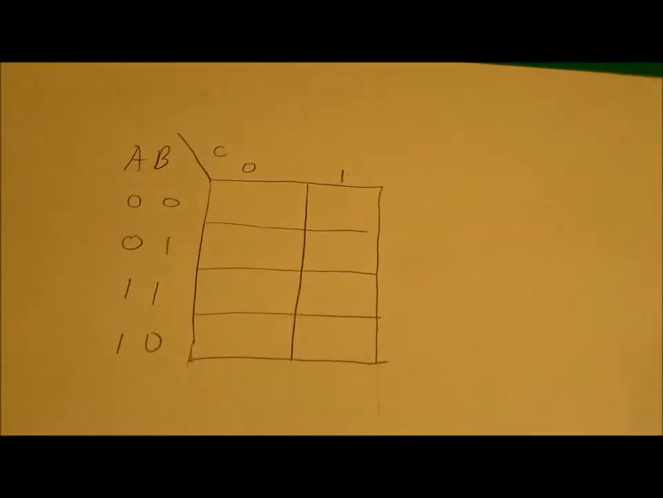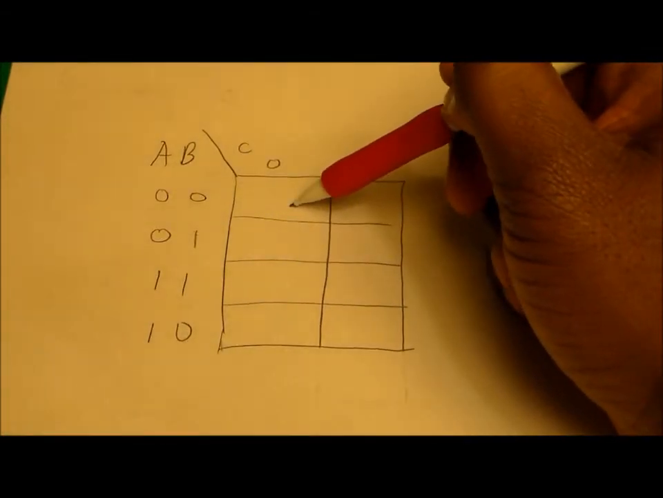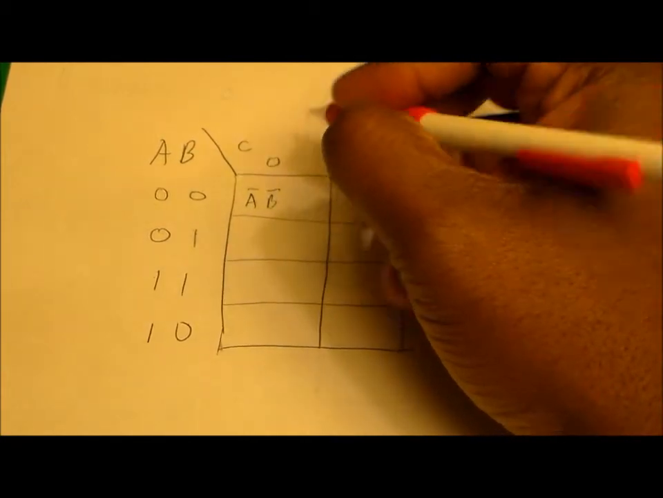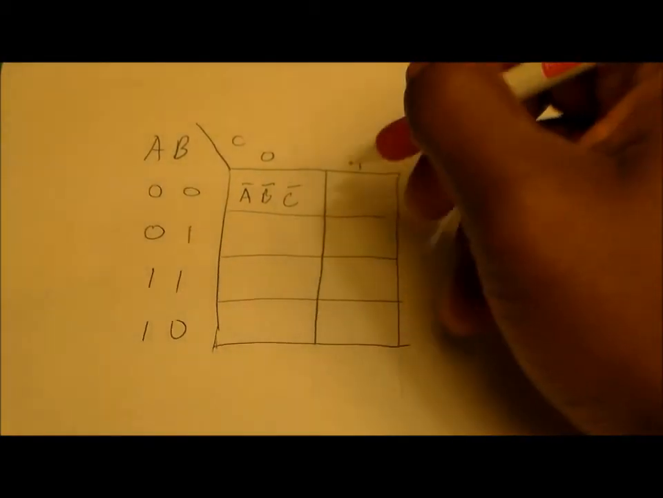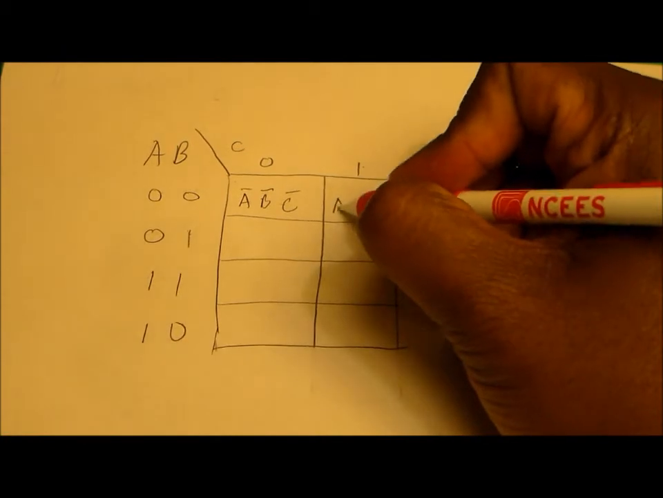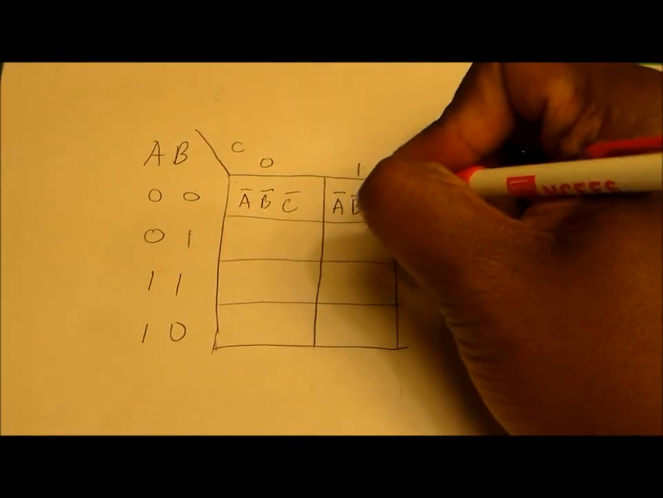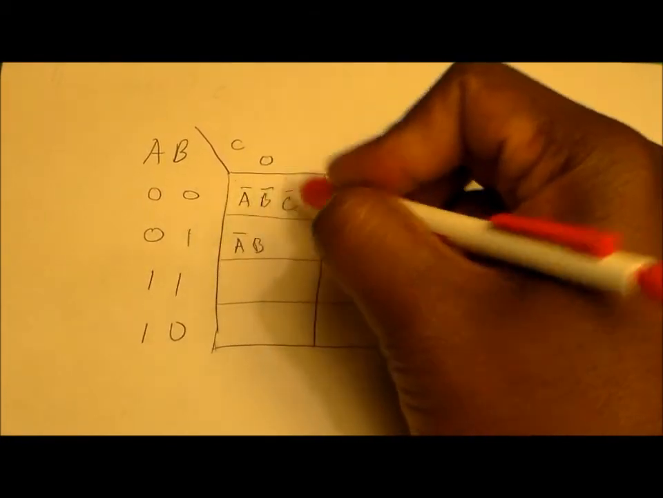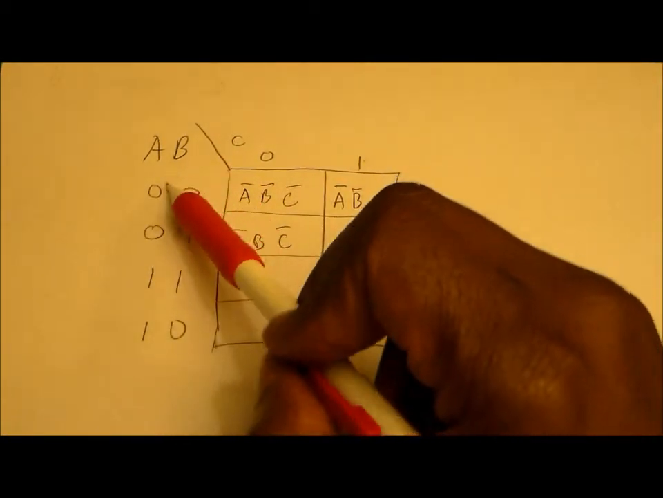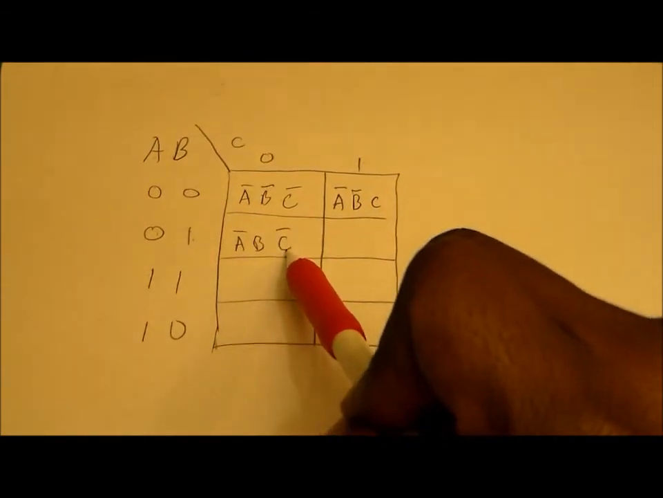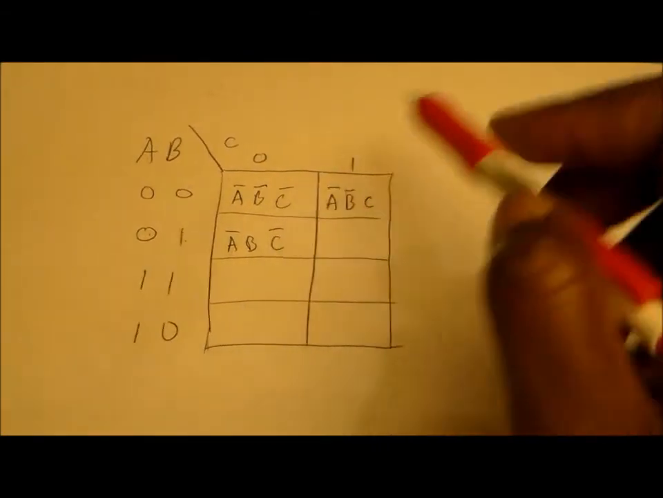If we look at our Karnaugh map, this box here represents our A naught, B naught, and C naught. This represents our A naught, B naught, C, and this is our A naught, B, C naught. And you see how I'm getting these. It's based off of A being 0, B being 1 in this case, and C being 0. So that's why we had A naught, B, C naught.